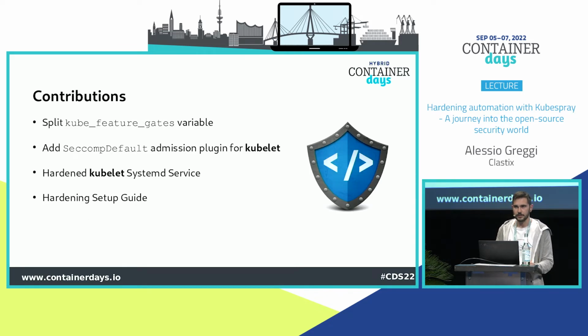We also contributed in a different way, always focused on hardening, but not related to the CIS. So it was a kind of general hardening. What we did was to split the KubeFeatureGates variable. Then we also added the SeccompDefault admission plugin for the kubelet, and we also hardened the kubelet systemd service. And in the end, after all of this contribution, we provided a hardening setup guide for the community.